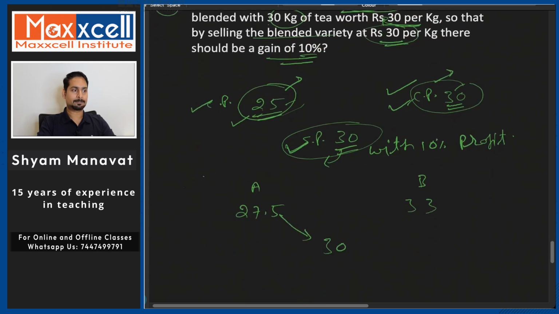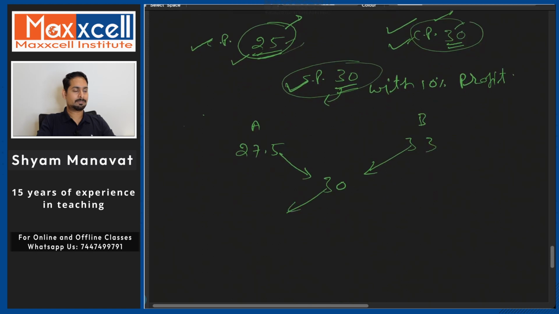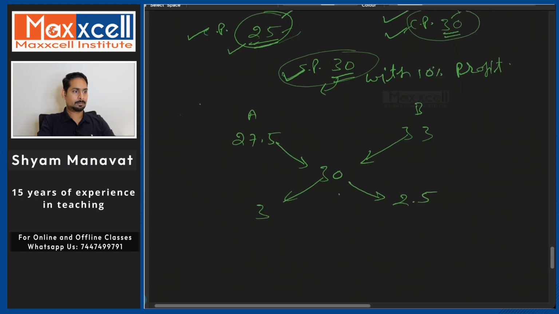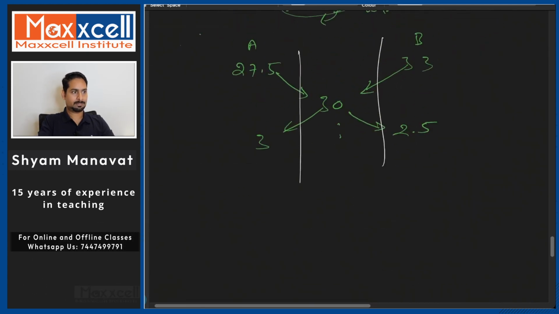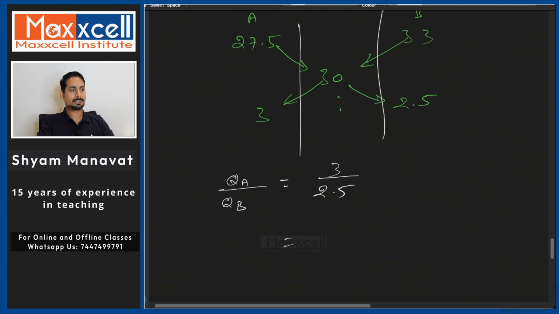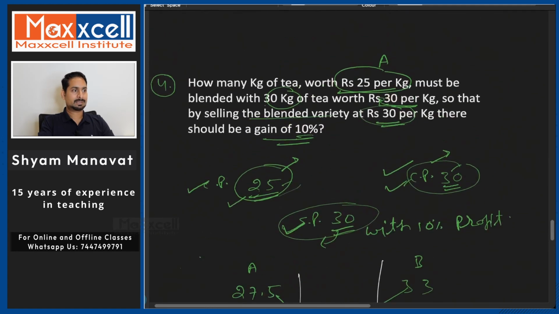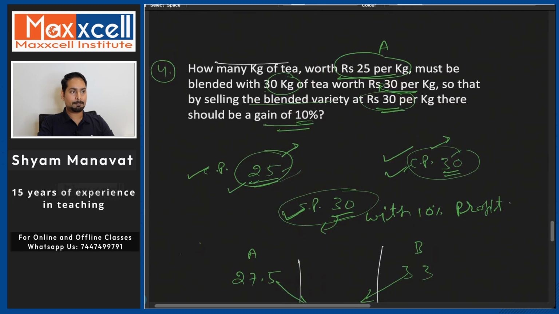This is type B. Okay, take the difference. Difference here is 3. Difference here is 2.5. So what is the ratio of quantity? The ratio of quantity is the cross difference. So quantity of A by quantity of B is equal to 3 by 2.5. Quantity of A we need to find out, because the question said how many kgs of tea, and for type B here we have the quantity, which is 30 kg.